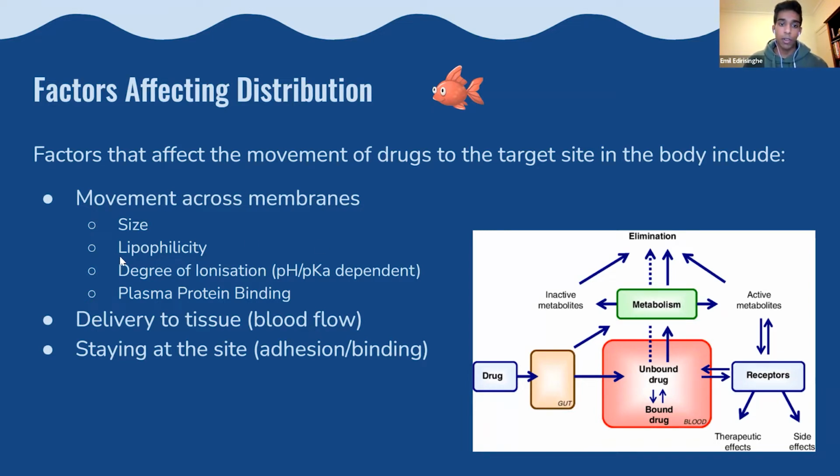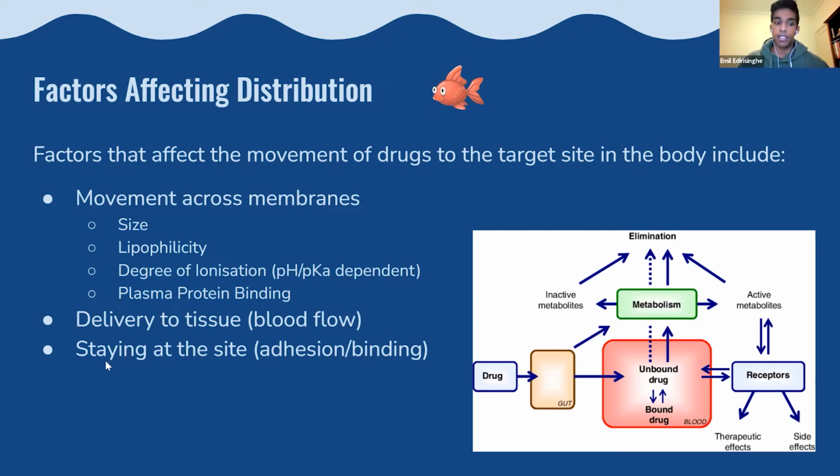So if a drug can move across a membrane well, it's going to move into intercellular or interstitial fluid quite easily. But if it isn't able to move across a membrane, it's more likely to stay in the plasma or in the bloodstream. Things that can change distribution are also the delivery to certain tissues. Certain areas of the body will have more blood flow than other areas, and therefore drugs will move more towards those areas that have higher perfusion.